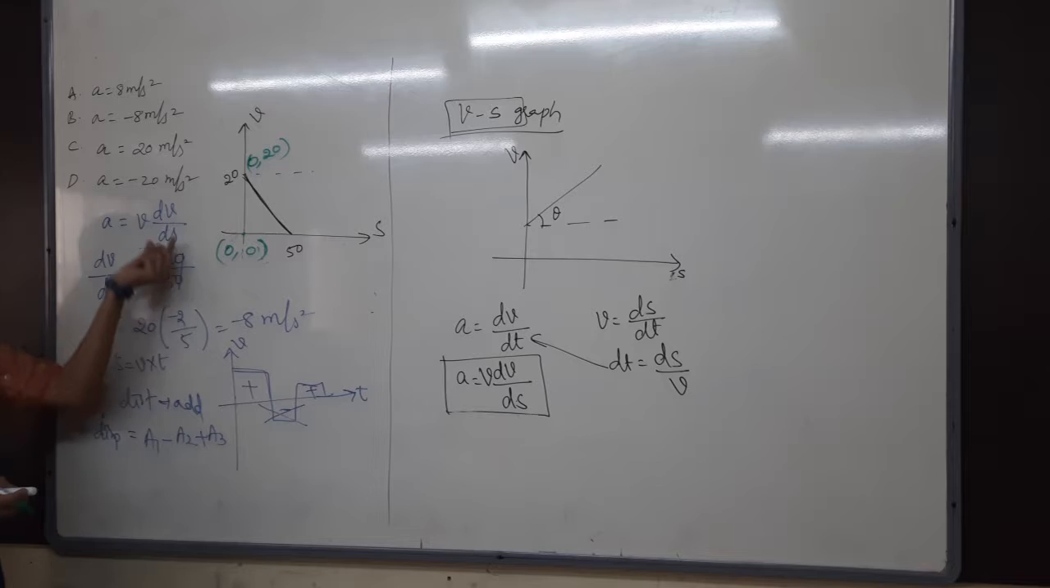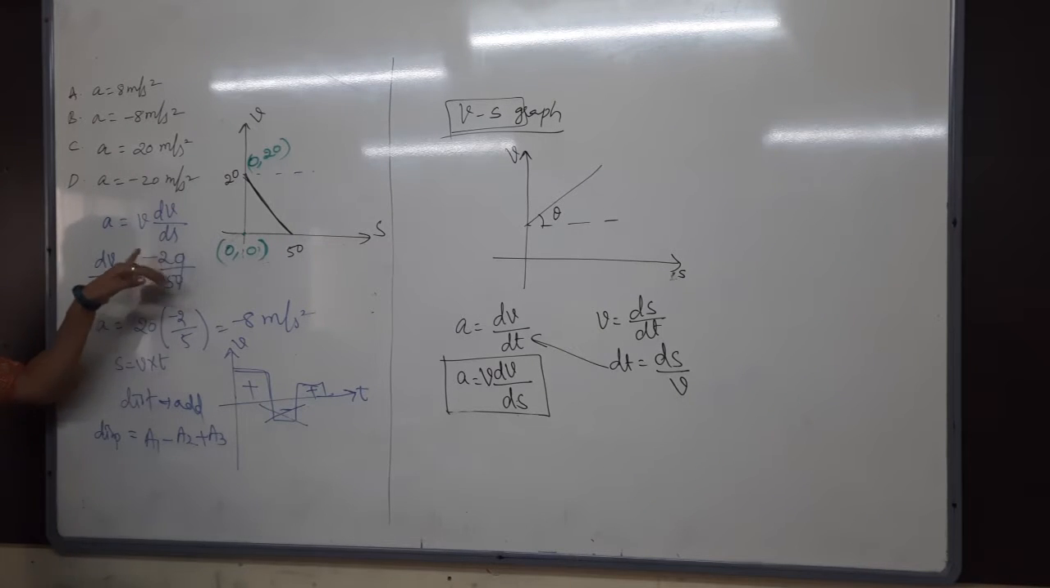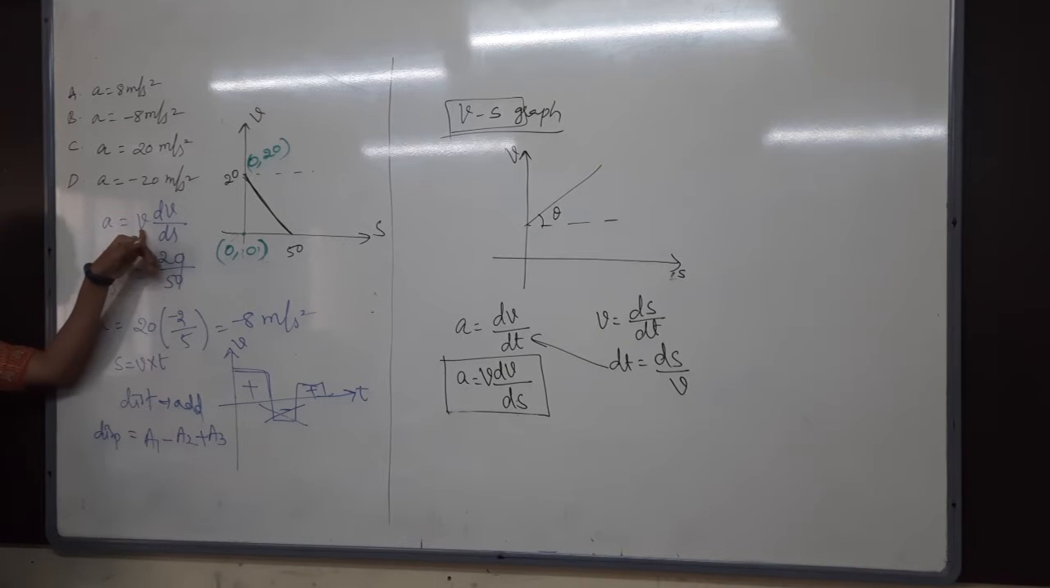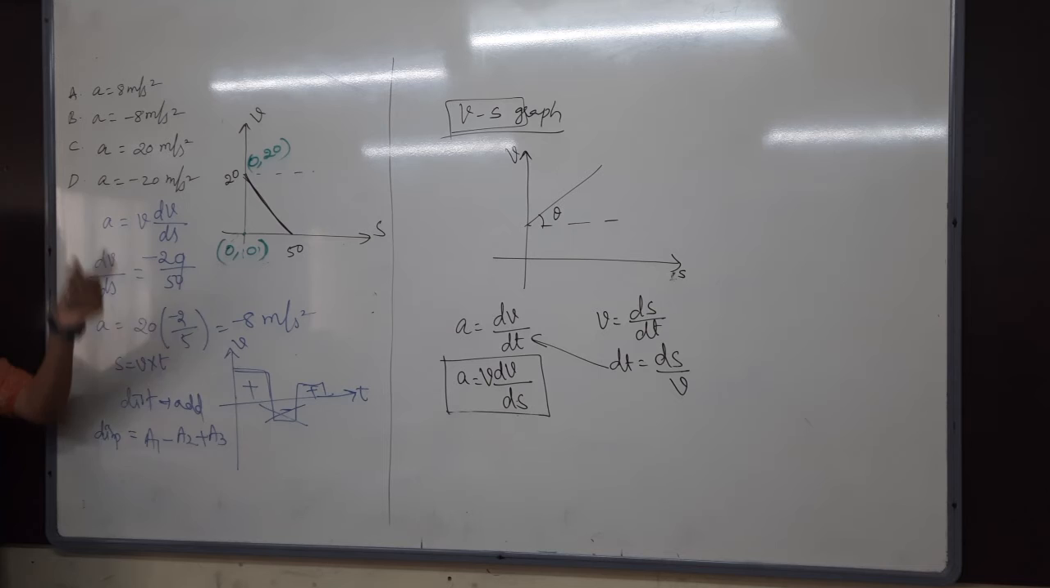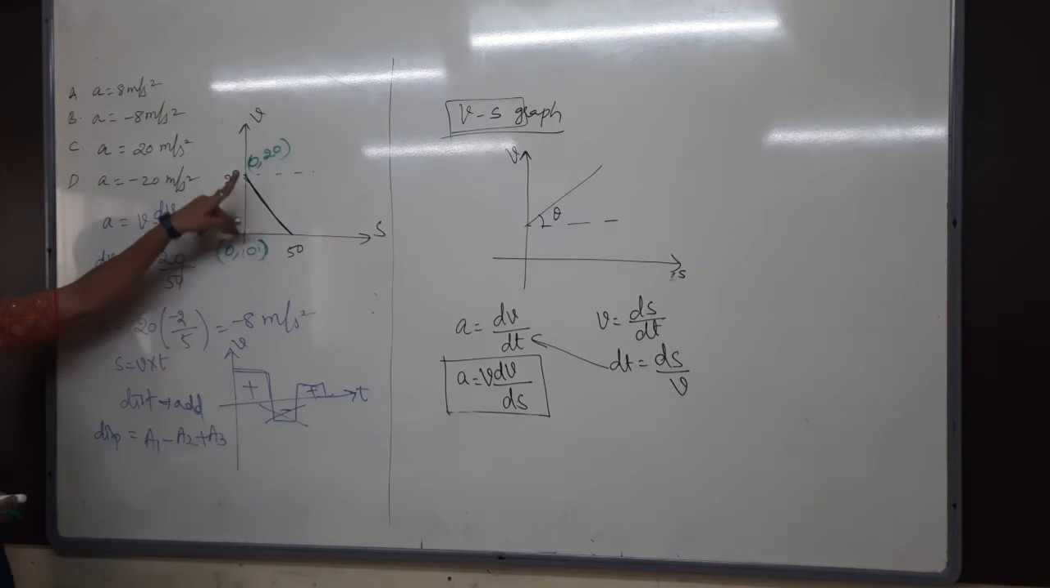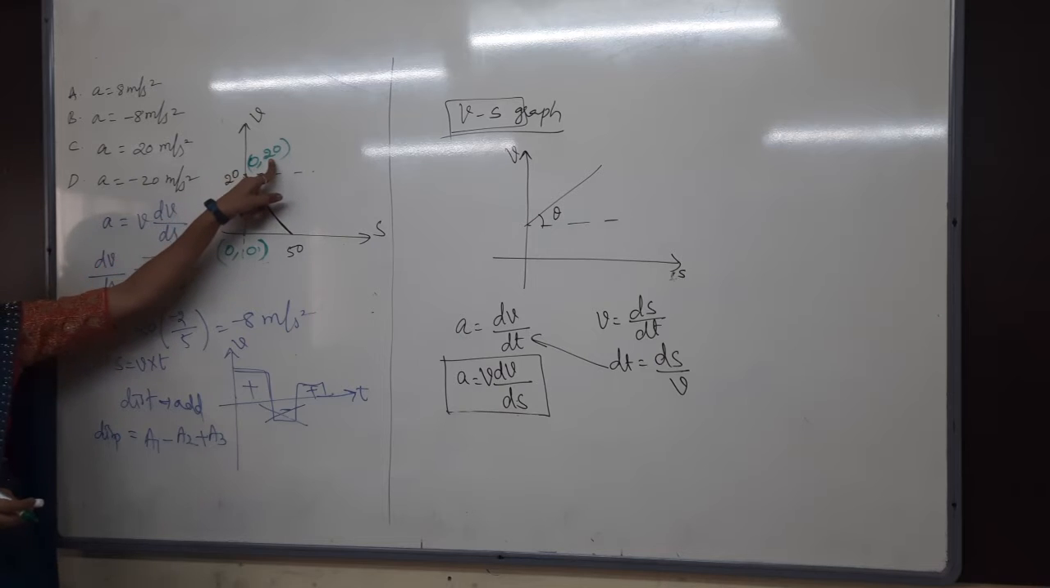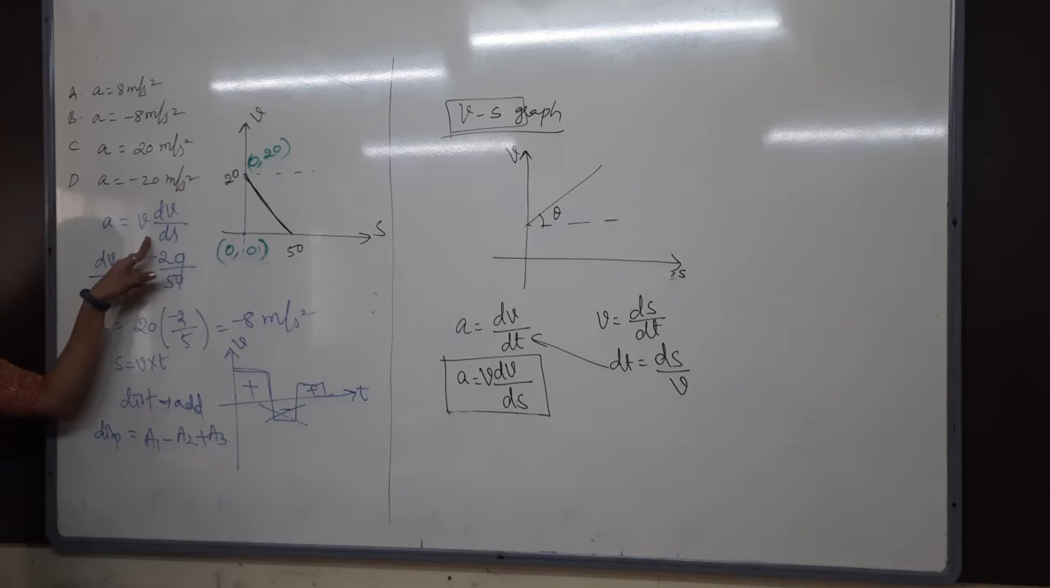S means obviously this is a slope. I am not saying that this is the initial velocity, final velocity and all. I am saying that this velocity is at what distance? Nothing but at S is equal to 0. Whenever the S is 0, then velocity is how much for us here? 20. That velocity you have to take here.